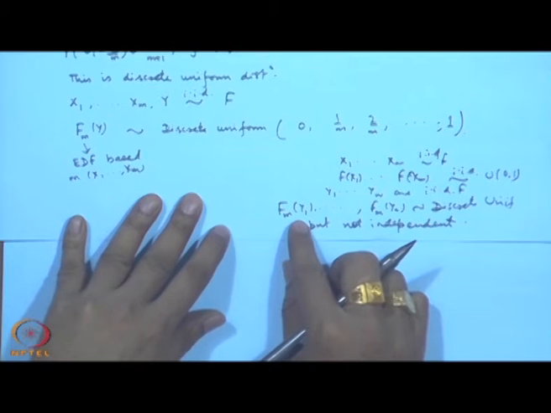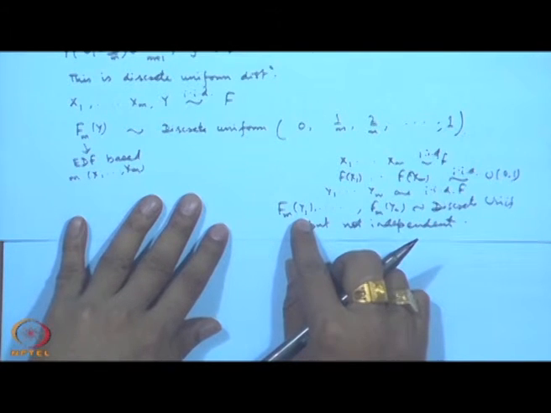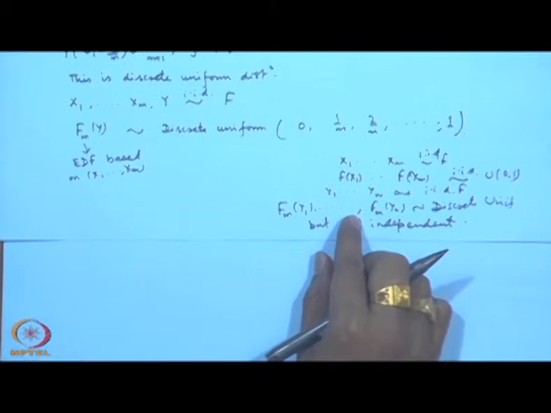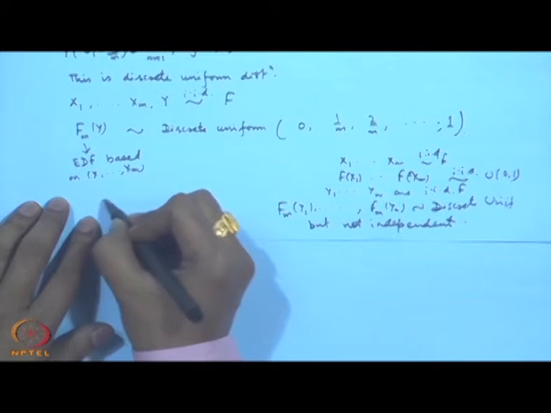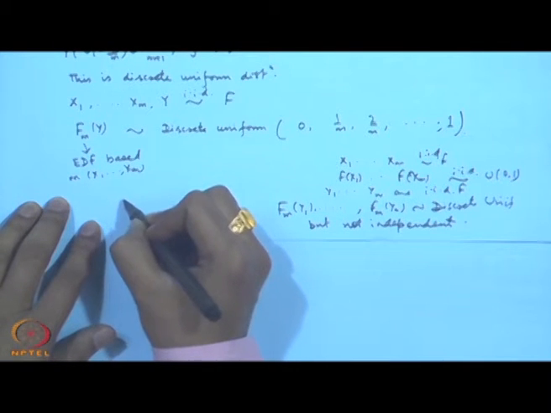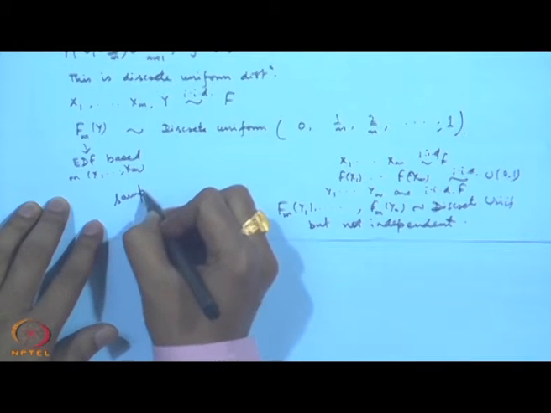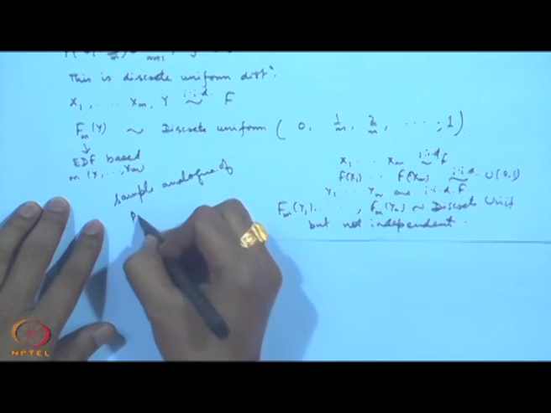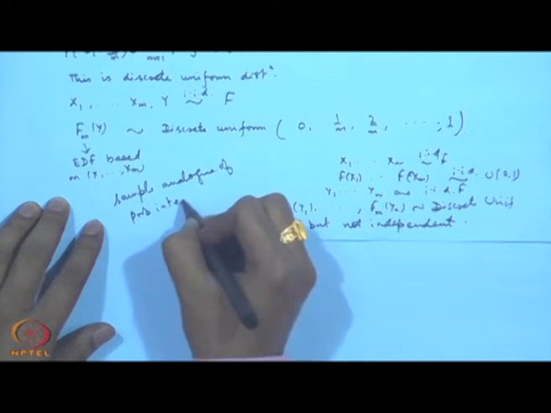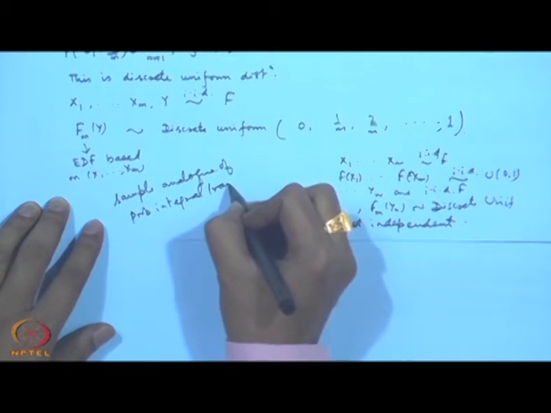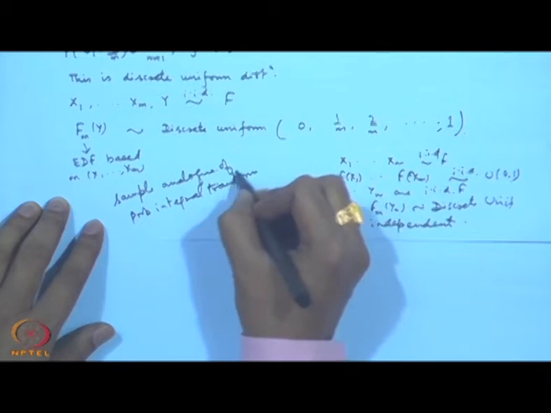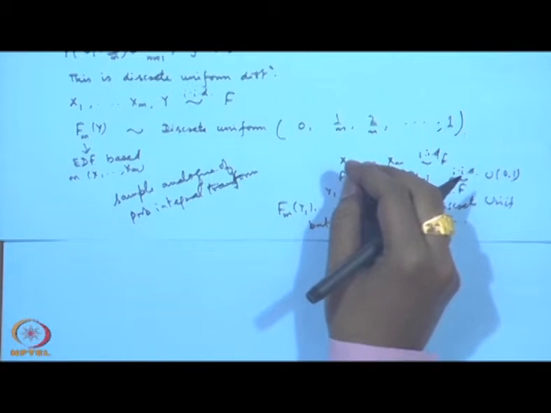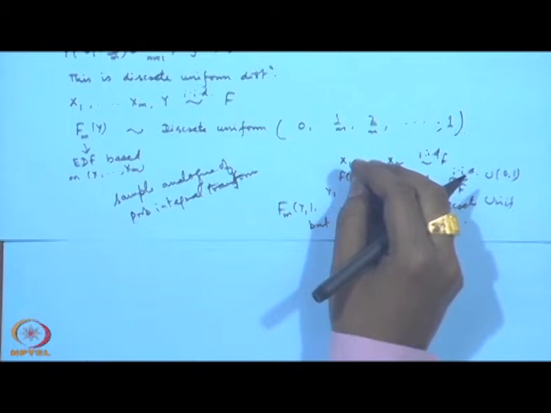Certainly, they cannot be independent because all of them are based on the same x i's here. So, this can be considered as a sample analog of probability integral transform. That is the first result which I gave in this particular section.